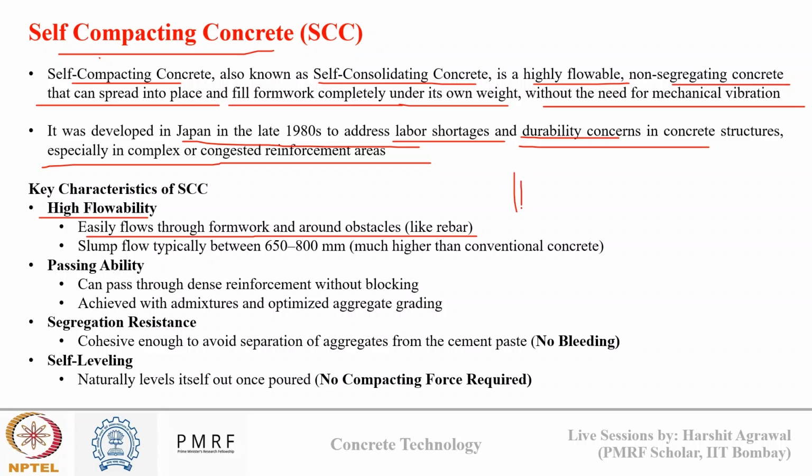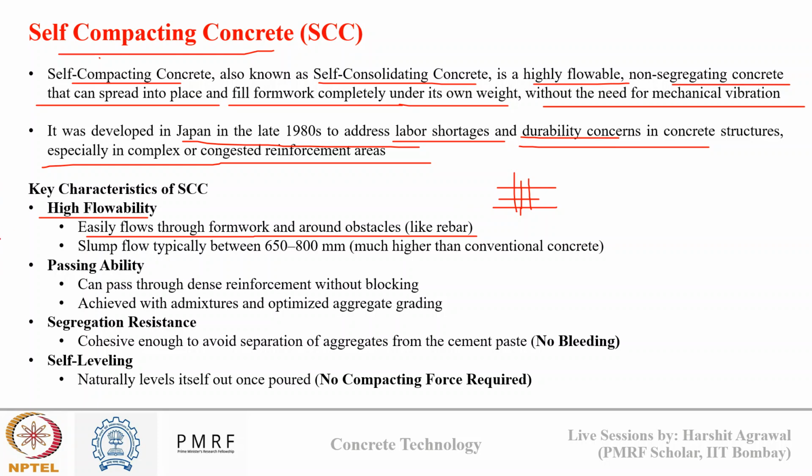So if we have rebars, a caged structure of rebar, in such a cage structure, a normal concrete which has a higher aggregate size may not be able to flow properly without proper vibration, but a self-compacting concrete will flow easily through the obstacles. And it will easily flow through the formwork.